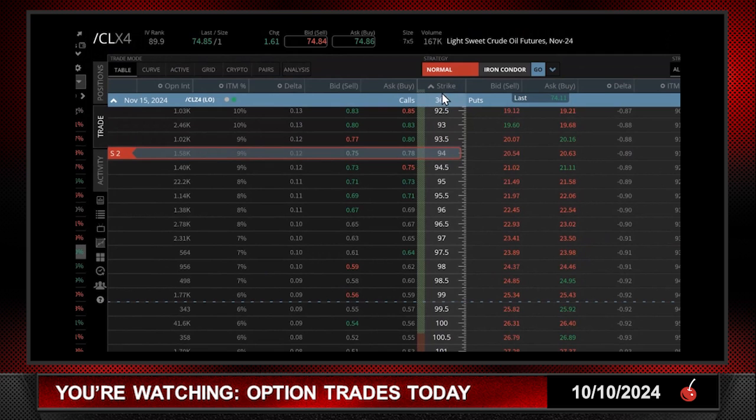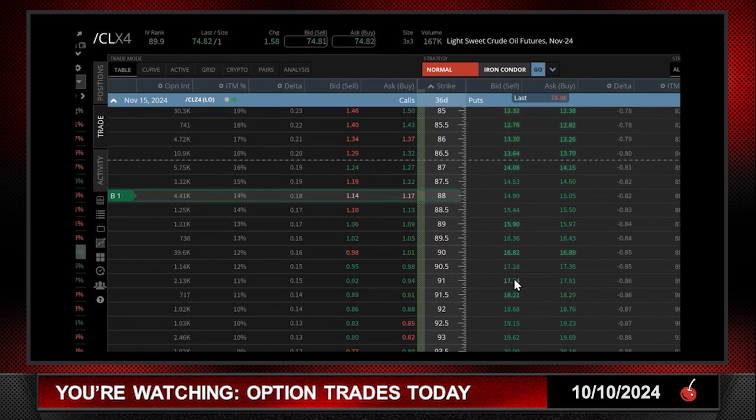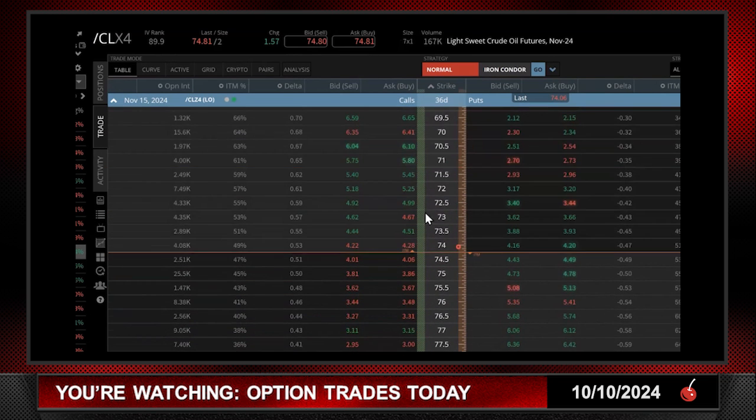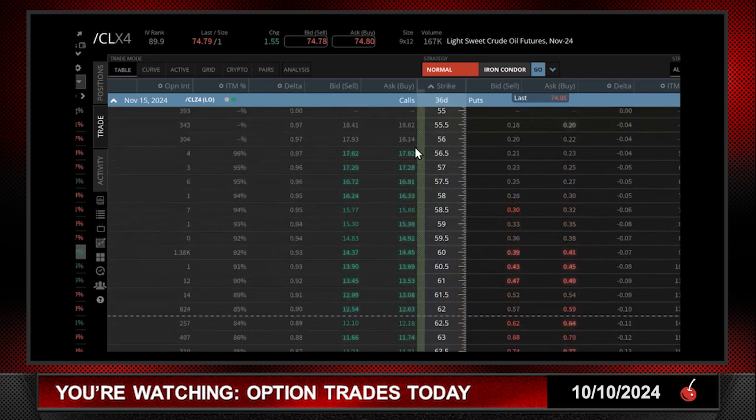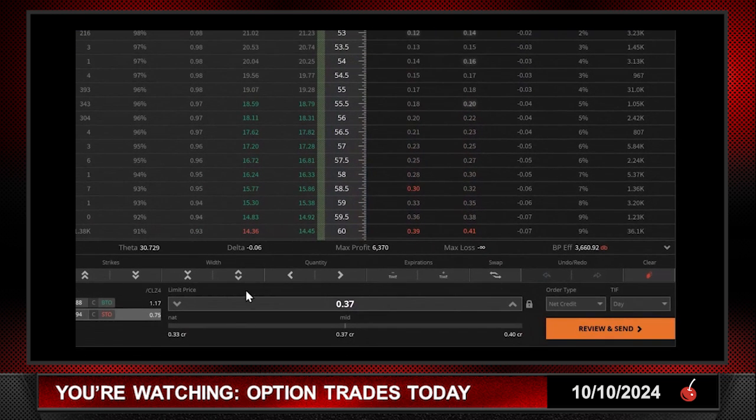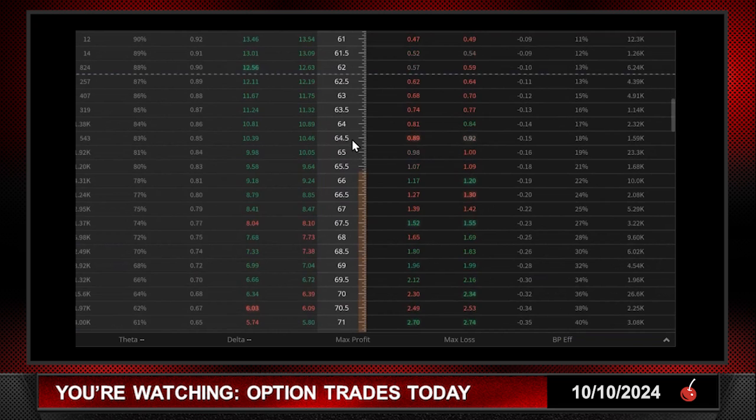This should contract nicely. If oil goes lower, that's why I said omnidirectional bearish spread, because there's no risk to the downside in oil. Oil can go to any price to the downside. Obviously, you just have out-of-the-money calls, so that's going to keep you profitable there.